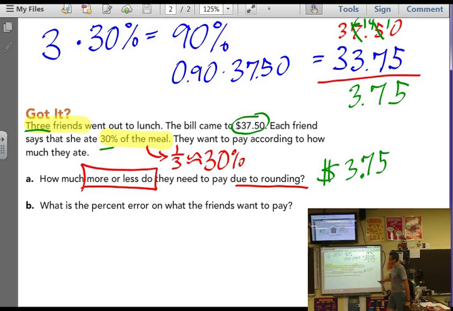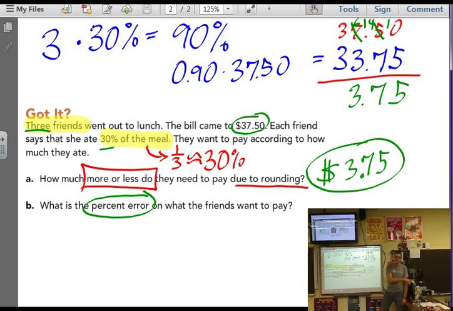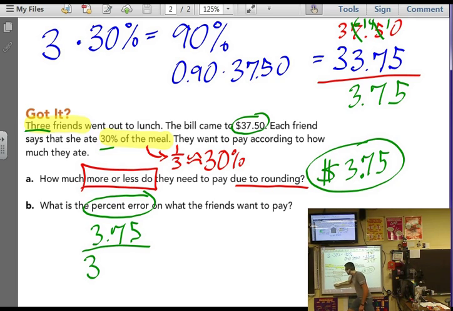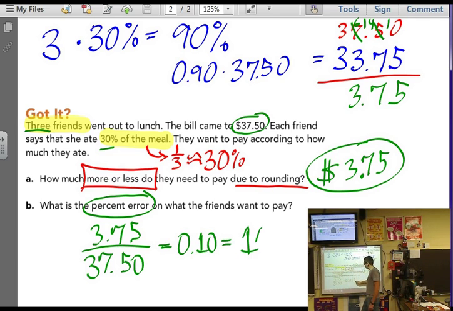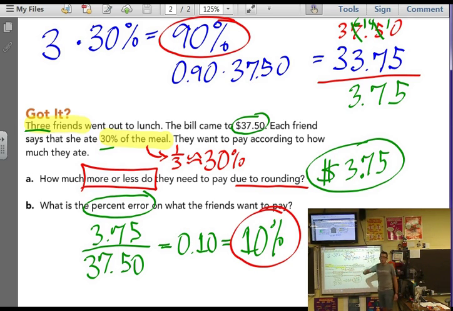Now, when we want to calculate what was the percent error, remember percent error is just the change or the difference. So this is the difference off of the total bill. To calculate our percent error, we will take 3.75, divide it by 37.50 because that was the original amount. We get 0.10 or an error of 10%, which makes sense because if I go back and I compare 90% of the meal, how much are they forgetting to pay? They're forgetting to pay 10% of the meal, which is why our error comes out to be 10%.